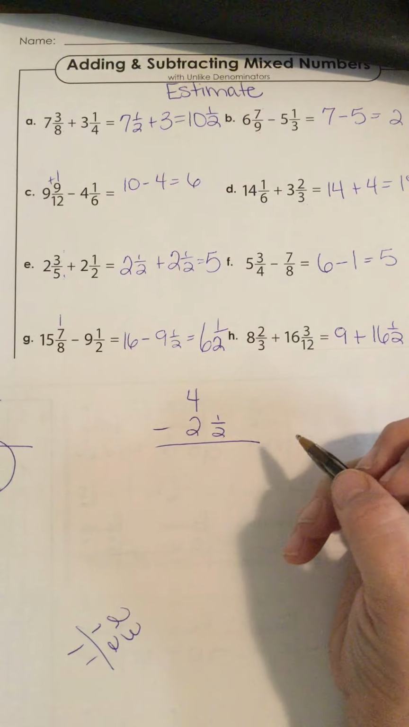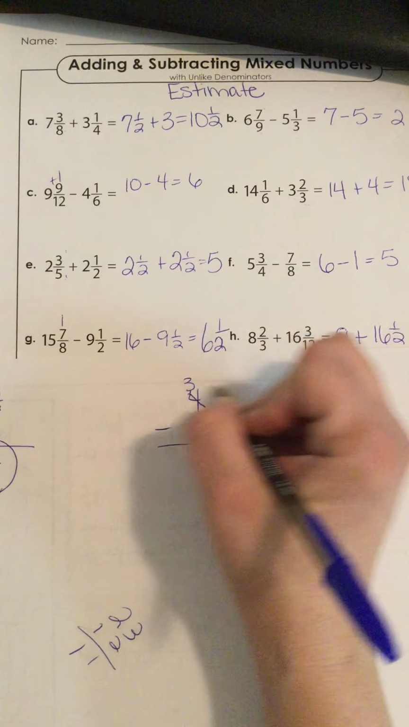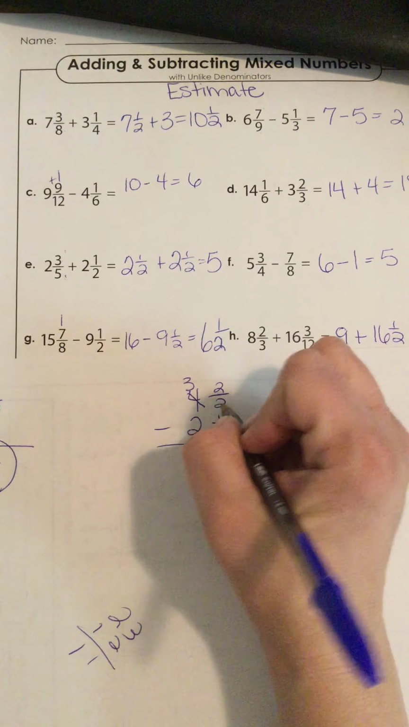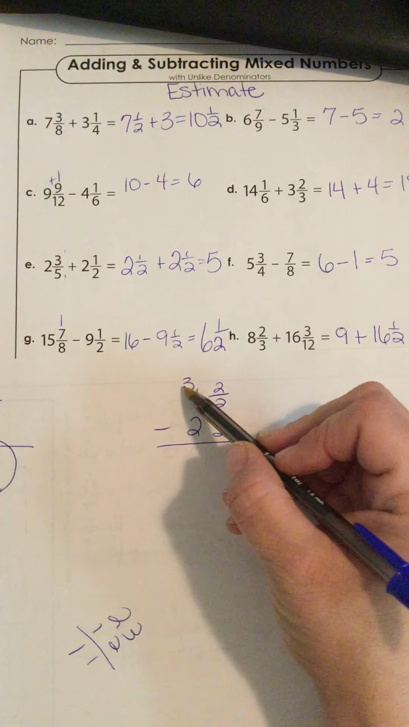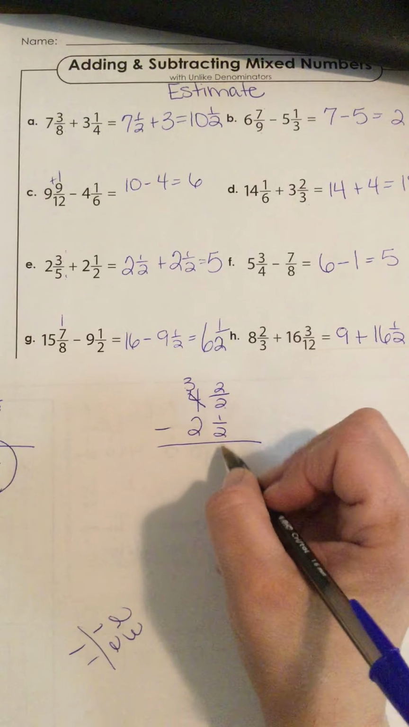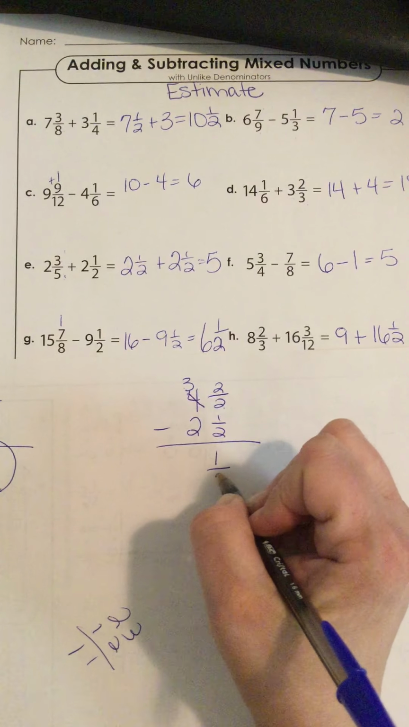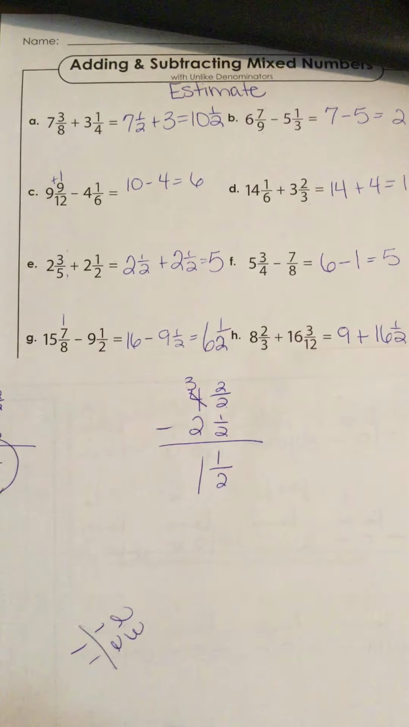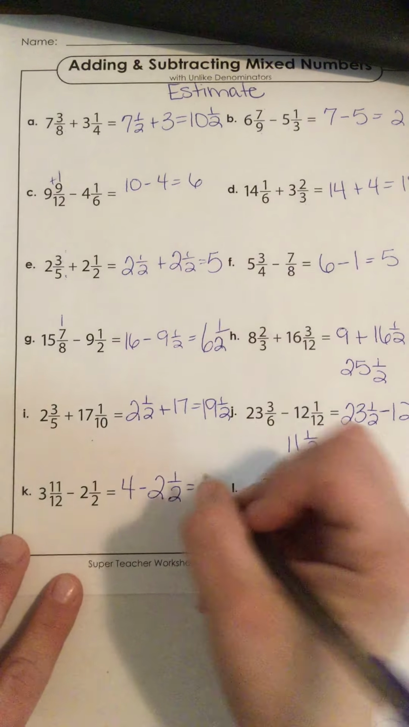I'm going to borrow from the 4. It's going to become a 3. And I'm going to make it 2/2. So that's a whole number. 3 plus 1 is still 4. 2 minus 1 is 1. Denominator is 2. 3 minus 2 is 1. 1 1/2.